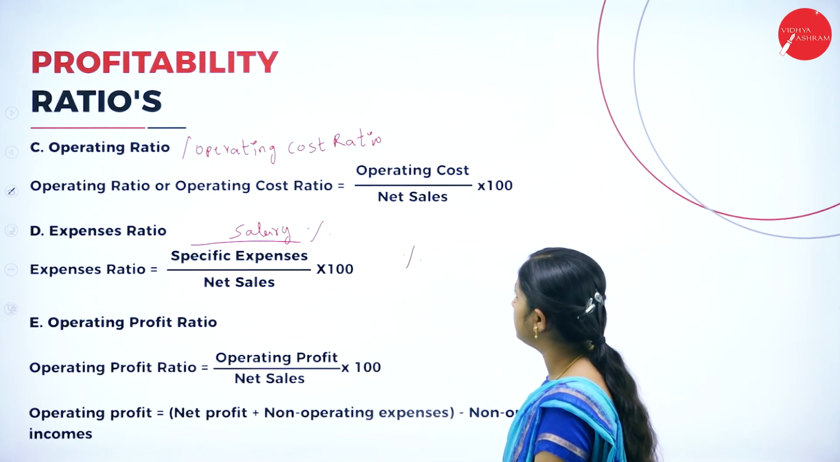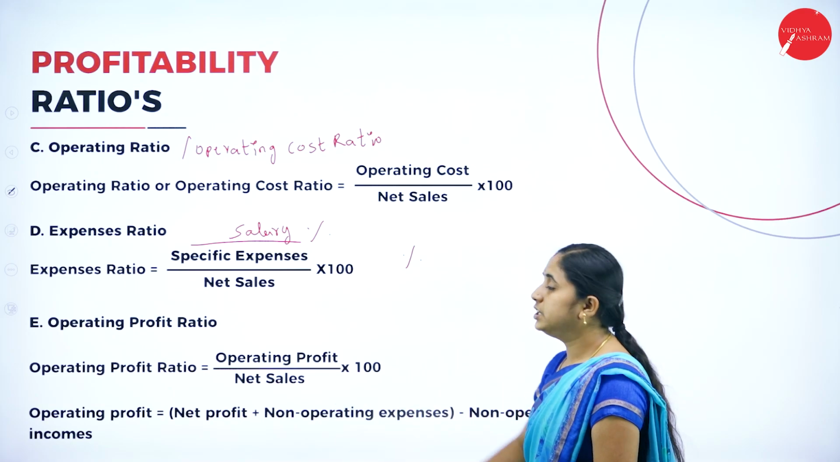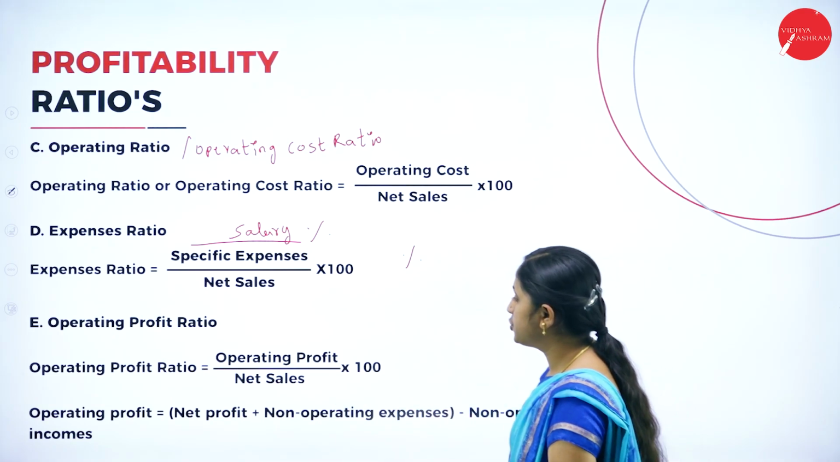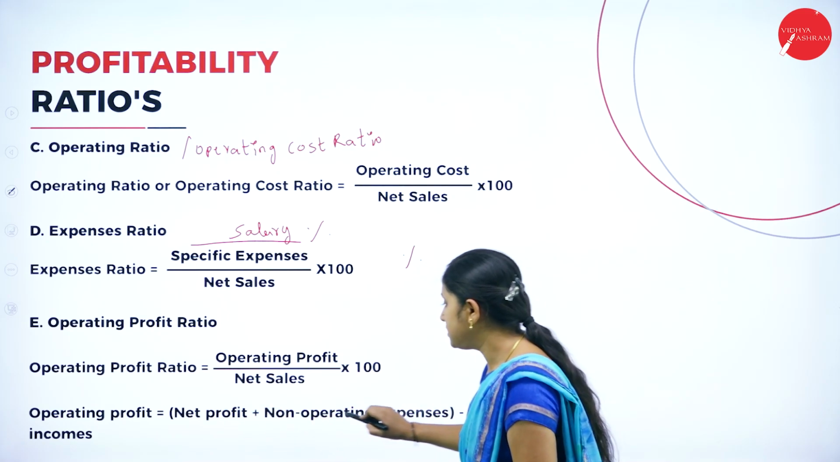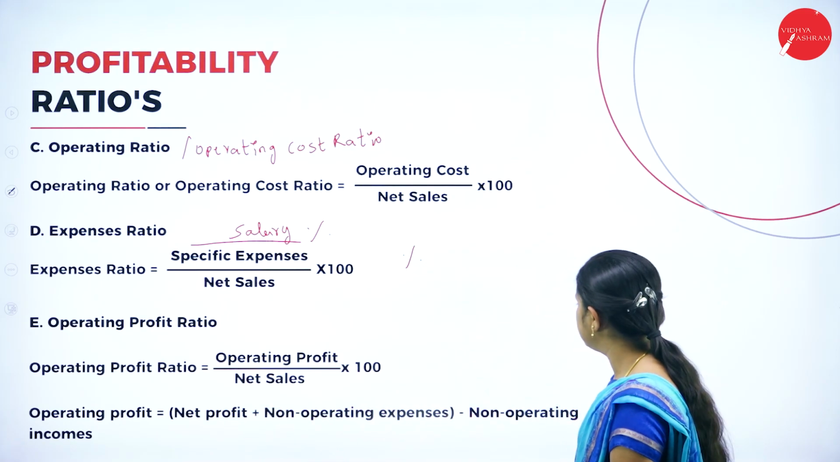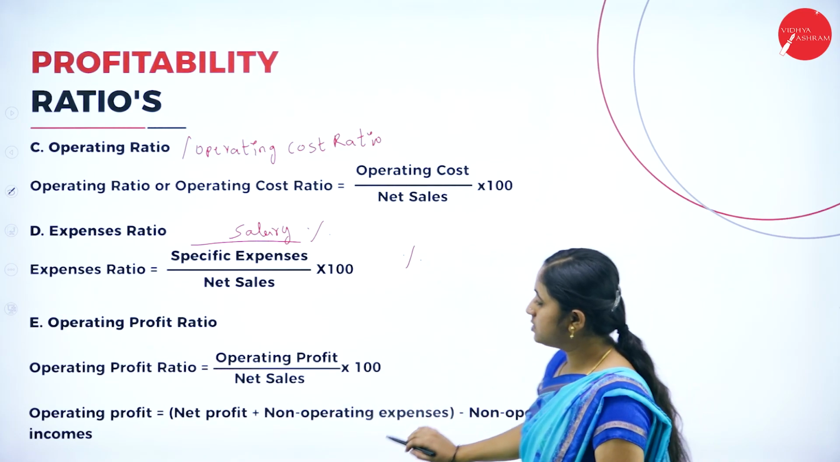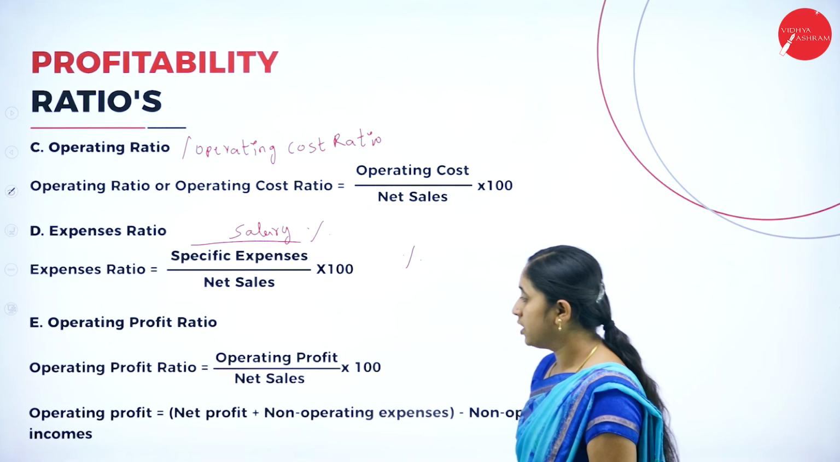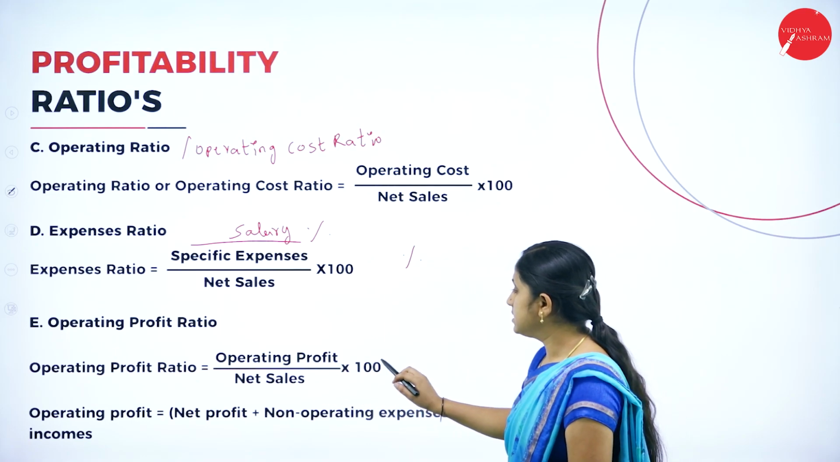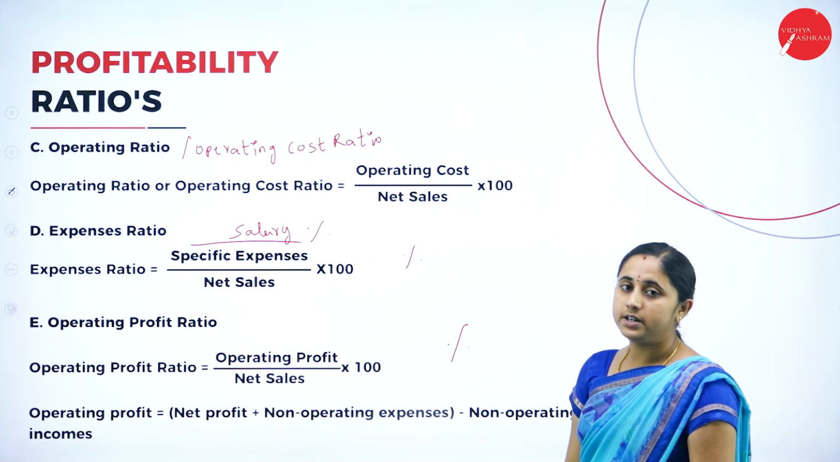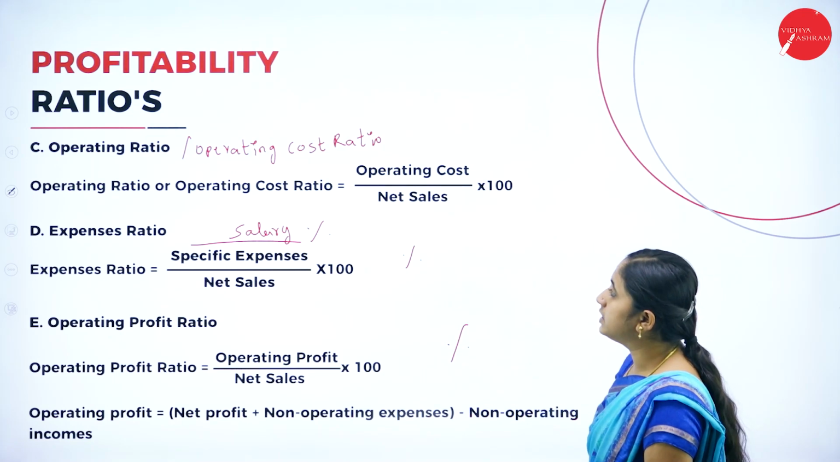Operating profit ratio is equal to operating profit divided by net sales into 100. Operating profit is equal to net profit plus non-operating expenses minus non-operating income. So, from this we will get operating profit. Operating profit divided by net sales into 100 is operating profit ratio. It is also expressed in percentage.